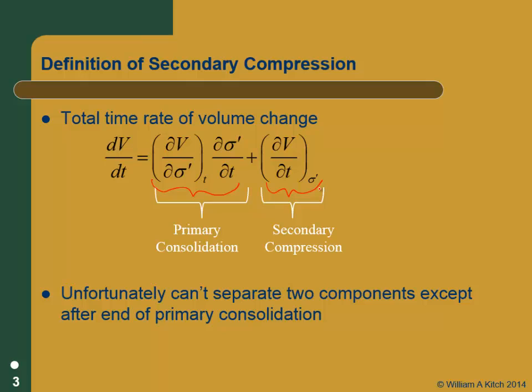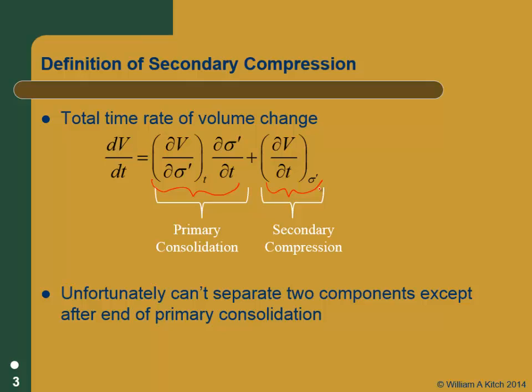Now in the analysis that we told you to do when computing secondary compression, we're just going to calculate the end of primary somehow. There were a couple of good questions on how to calculate the end of primary, and I posted a note on the blackboard for you to look at. However you do that, we're going to assume that we reach the end of primary consolidation and suddenly secondary compression starts. But there's really no way to separate the two.